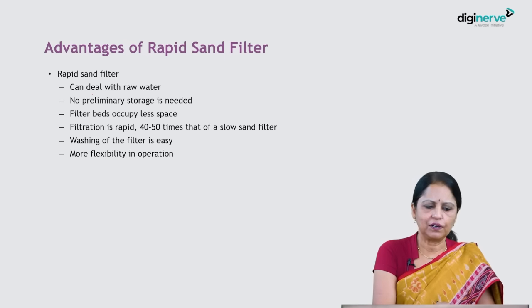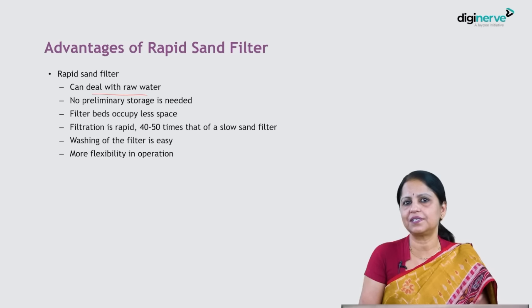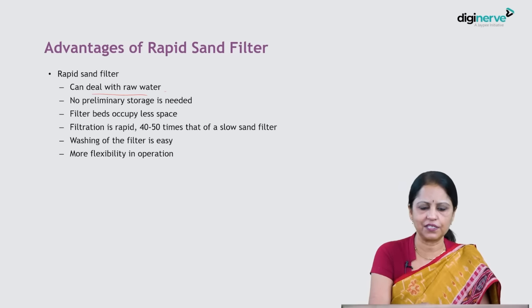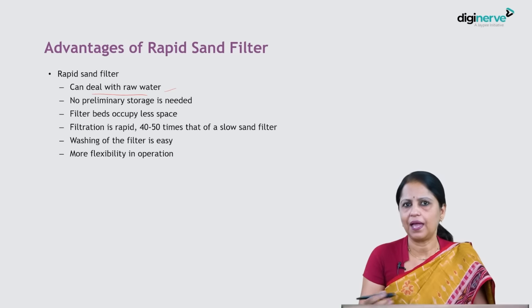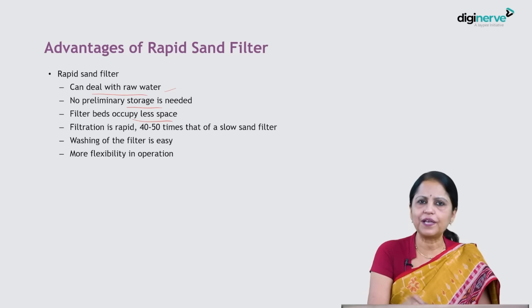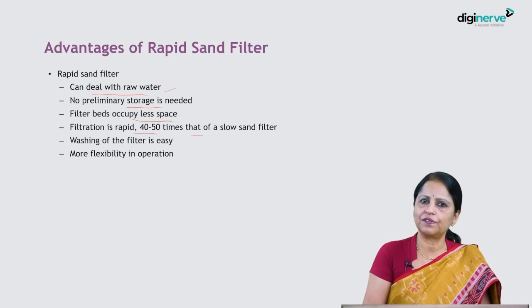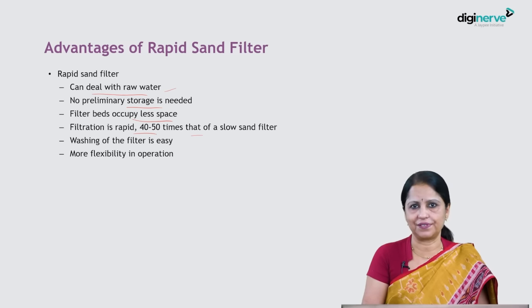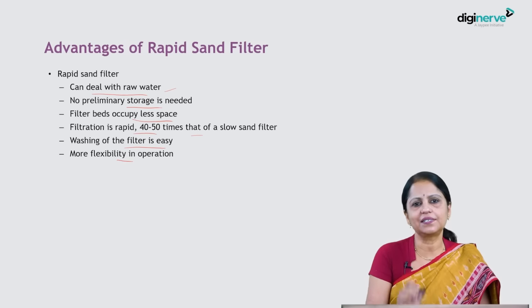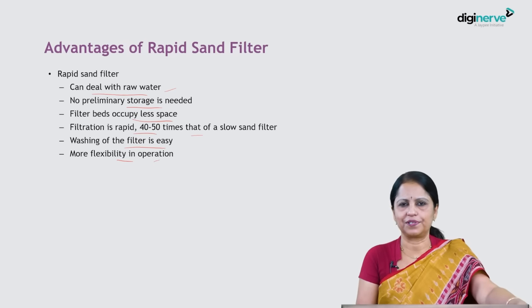A rapid sand filter, on the other hand, can deal with raw water. In a slow sand filter, there is initial storage for a long time. Here that is not required. It is mixed with alum, and within a short time it can be passed through the filter. No preliminary storage is needed, and it occupies less space. It is smaller in size and it is very rapid, much faster in operation than a slow sand filter. And washing is easy as I told you, but it needs regular cleaning, daily or weekly, and it is flexible in operation.